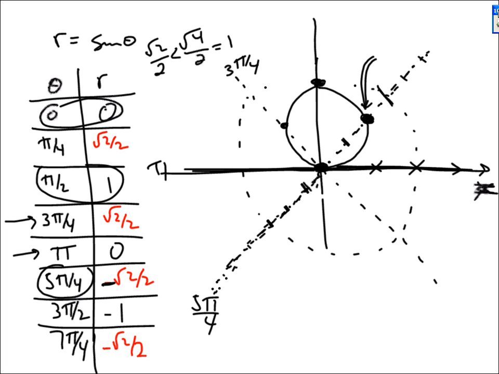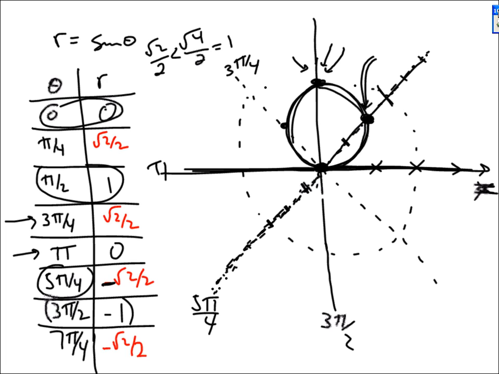Because along this line, this is the positive numbers. This is the positive numbers along 5 pi over 4. If I want negative, I have to go the other direction. Okay, at 3 pi over 2, which is this line right here, I go negative 1. That brings me right there. That is, I'm continuing this way. In fact, I'm going around and around.